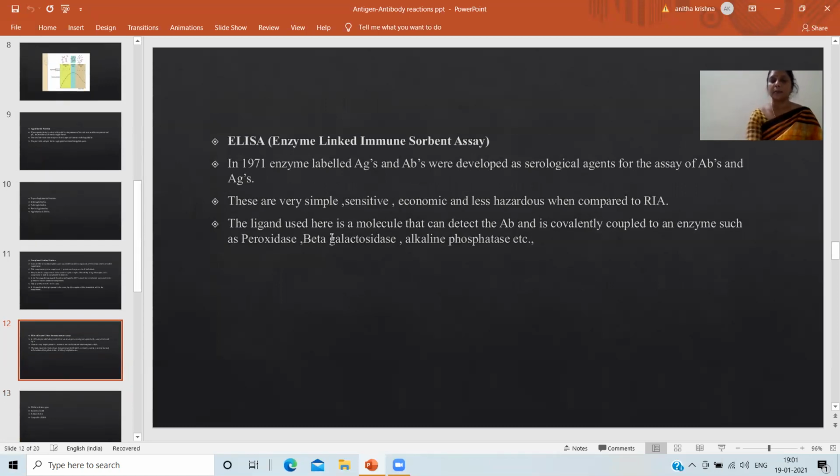So ELISA is nothing but enzyme-linked immunosorbent assay. You might have learned about this ELISA in your previous classes. Let's just have a brush up about this reaction. So in 1971, enzyme-labeled antigens and antibodies were developed as serological agents for the assays of antibodies and antigens. Assay is nothing but quantitative and qualitative measurement of the particular protein in a particular given sample.